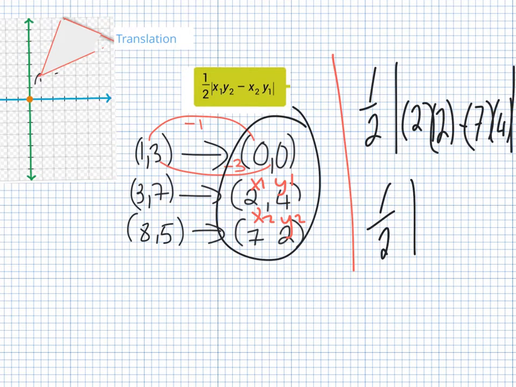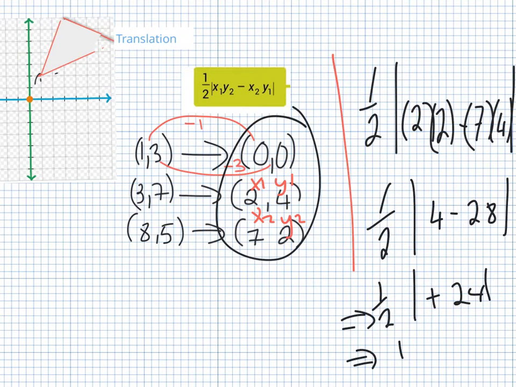So that would be 4 minus 28, which is going to give me 1/2 of -24. Sorry. 1/2 of -24, which will become a plus 24 because it's the modulus, and therefore the area of this triangle is 12 units squared.